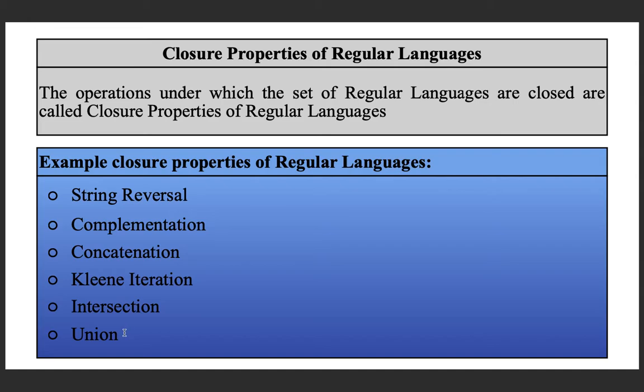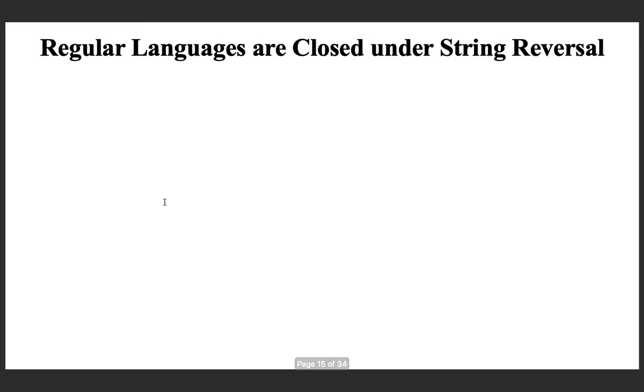And in this class, we are going to discuss the first four closure properties. So closure property means if you perform that set operation, the result is again a regular set. First consider string reversal. We can try to understand it using an example.